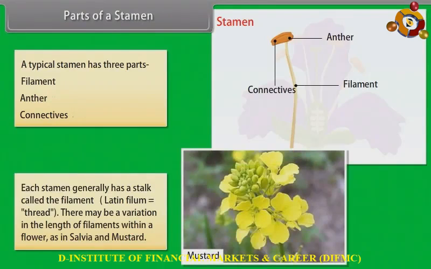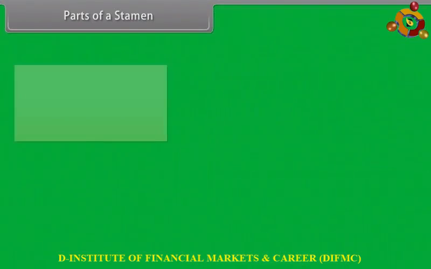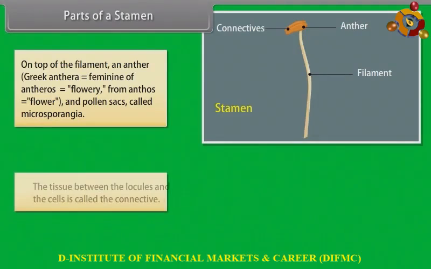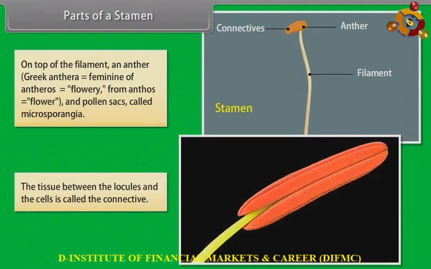Each stamen generally has a stalk called the filament. There may be a variation in the length of filaments within a flower, as in salvia and mustard. On top of the filament is the anther, with pollen sacs called microsporangia. The tissue between the locules is called the connective.